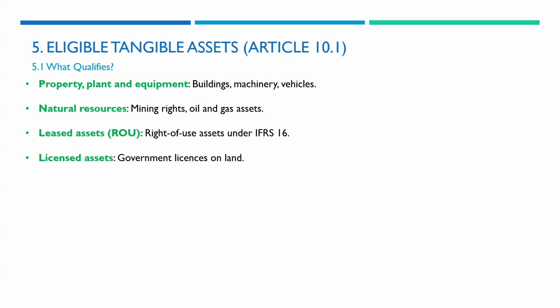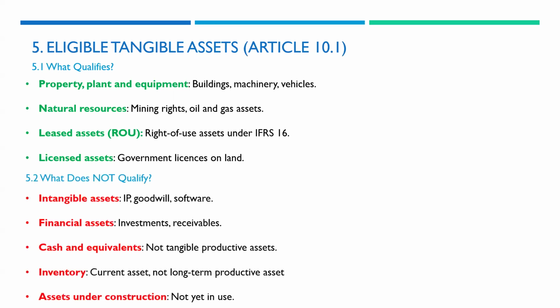So take the total of this for every entity, jurisdiction-wide, into whatever is the rate. What is not included? Intangible assets: IP, goodwill, software, because there is a lot of valuation involved. Financial assets, investments, receivable balances, cash and cash equivalents, inventory, assets under construction, and capital work in progress are not included. So basically speaking, it is your non-current assets which are tangible.